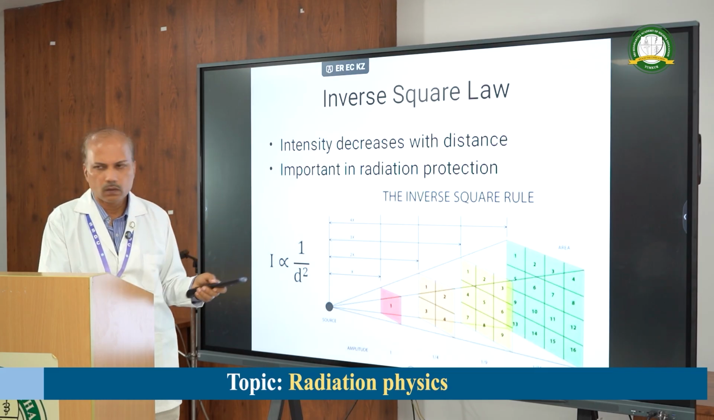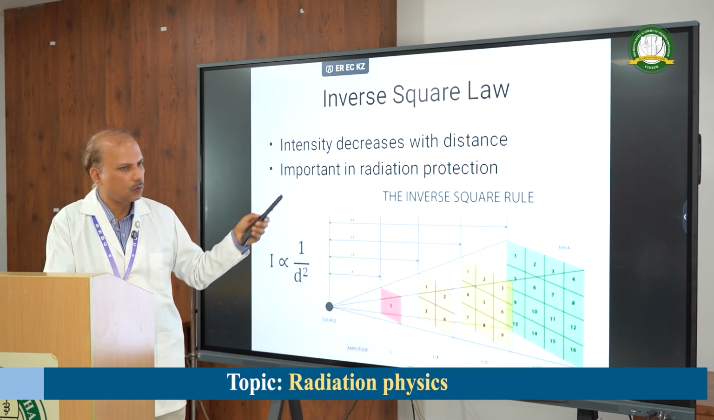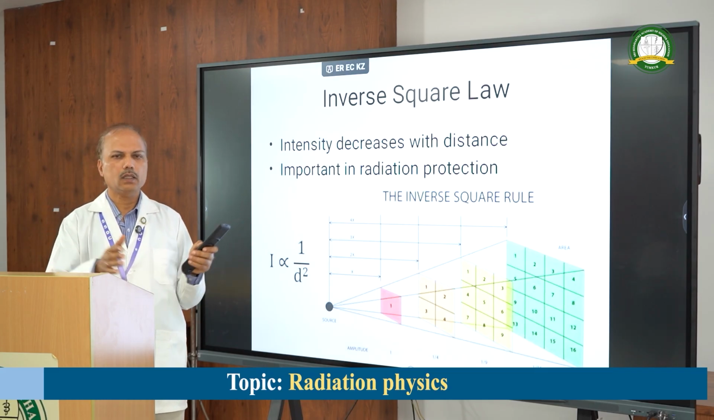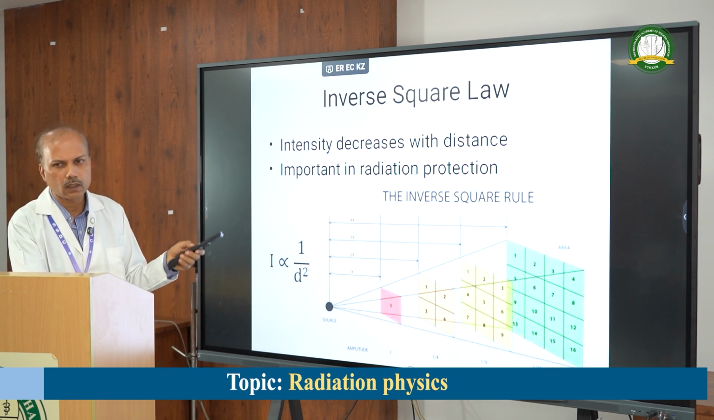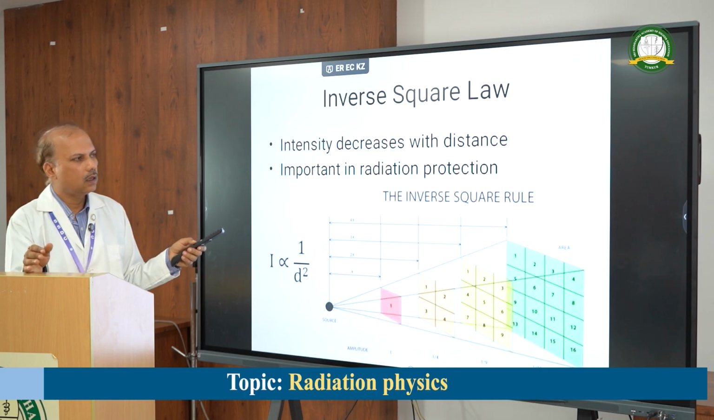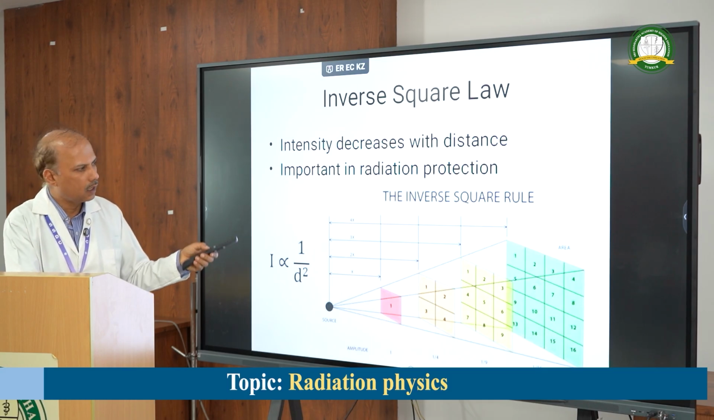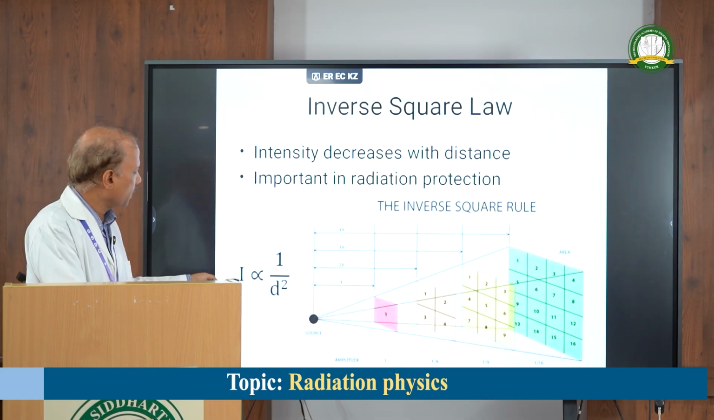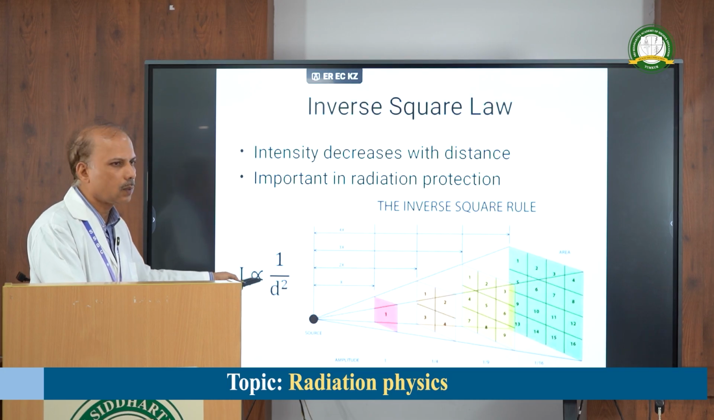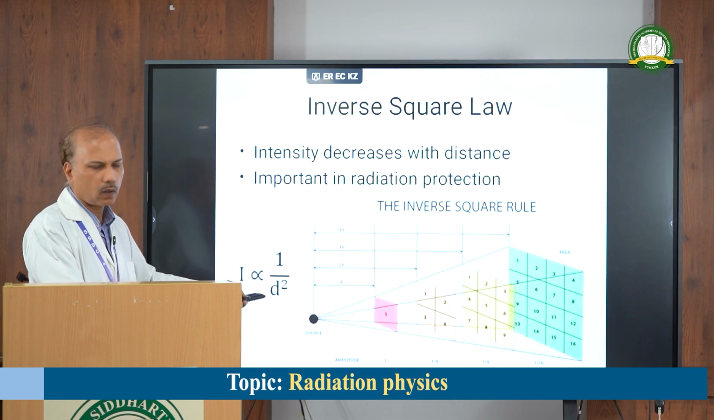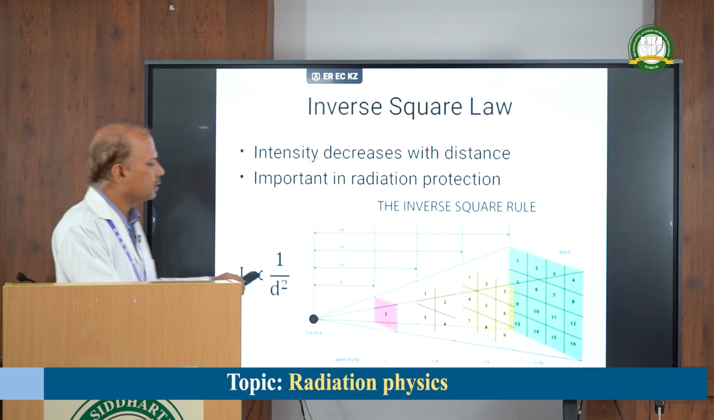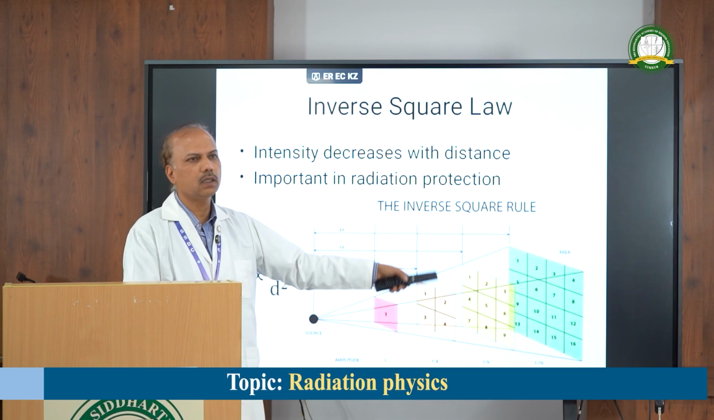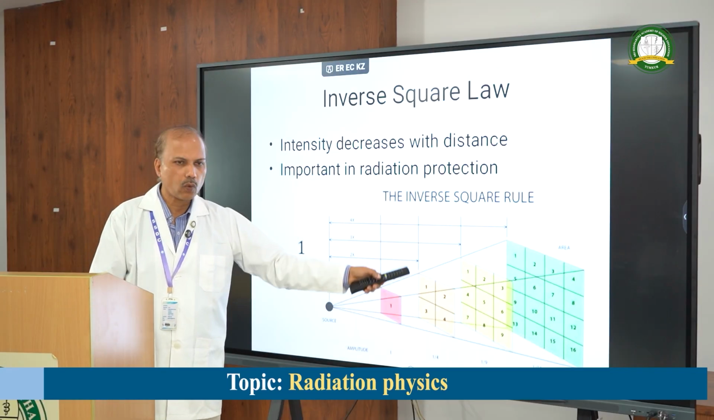Next is the inverse square law, which is one of the most important things you should know. Usually we have short cone techniques and long cone techniques. In the short cone technique, the X-ray exposure we require is less, whereas in the long cone technique, the X-ray exposure we require is a little more. That is what it depicts: intensity is inversely proportional to the square of the distance. So if you increase the distance, the intensity is decreased, by the square of the distance.